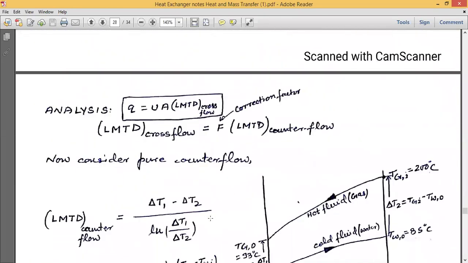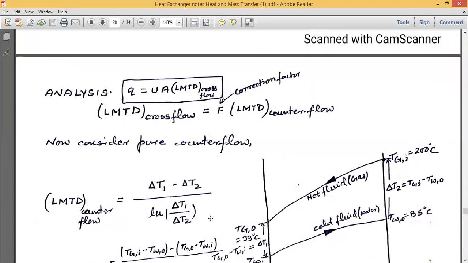So for the analysis purpose, this is given for the cross flow heat exchanger. We know that whatever heat the hot fluid is losing is gained by the cold fluid. So that heat is nothing but Q equal to m c delta T. So this Q will also equal m c delta T for both the liquid as well as the hot fluid. Also, in terms of the overall heat transfer coefficient, Q is equal to U A LMTD.